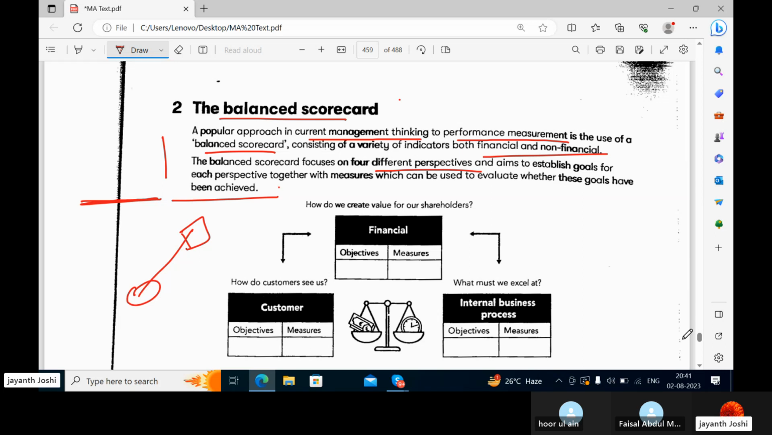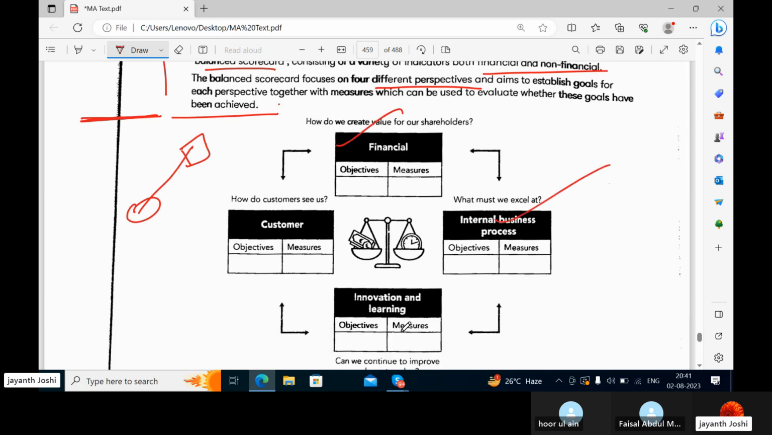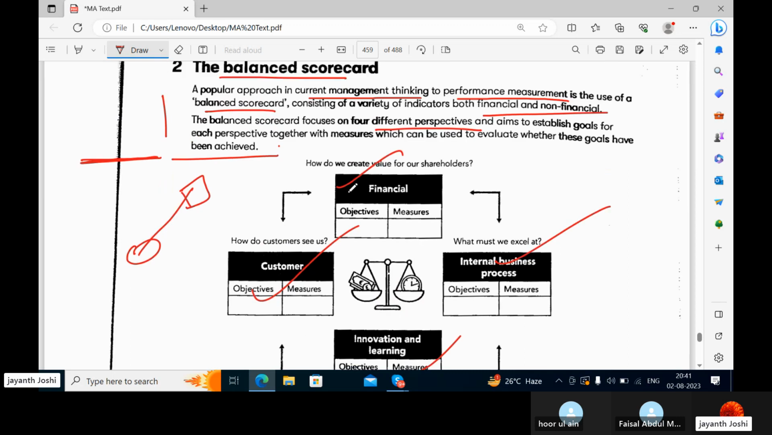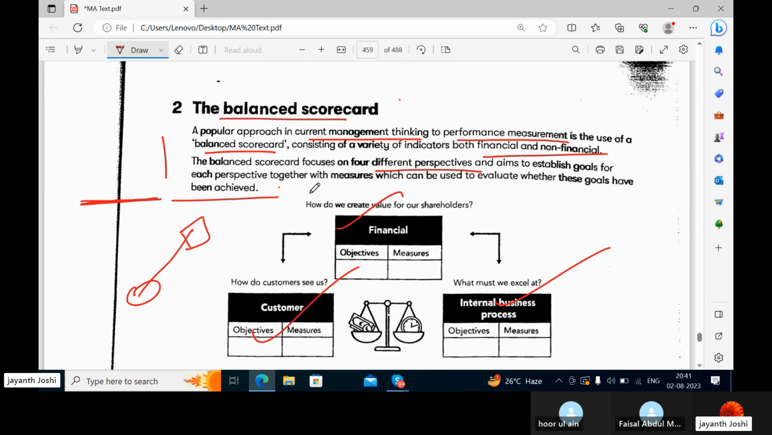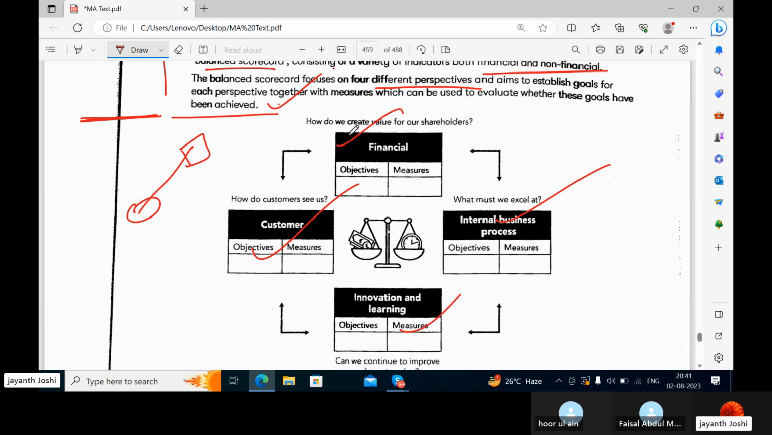So the balanced scorecard focuses on four different perspectives and aims to establish goals for each perspective. We are looking at four perspectives here: 1, 2, 3, 4, and we are going to set goals in all those perspectives together with measures which can be used to evaluate whether these goals have been achieved. So first, how do we create value for our shareholders? That is exactly the financial perspective.